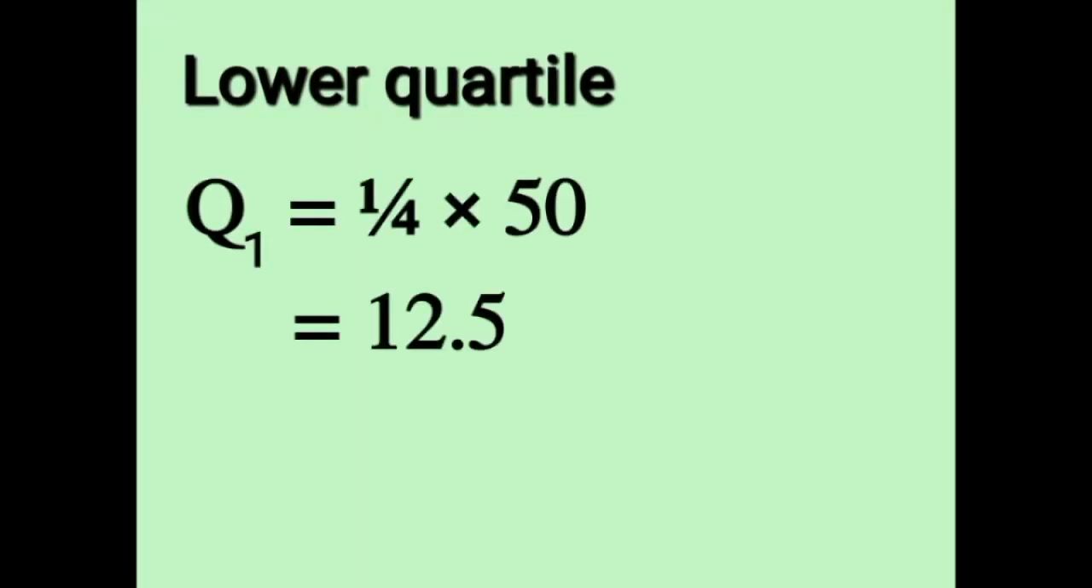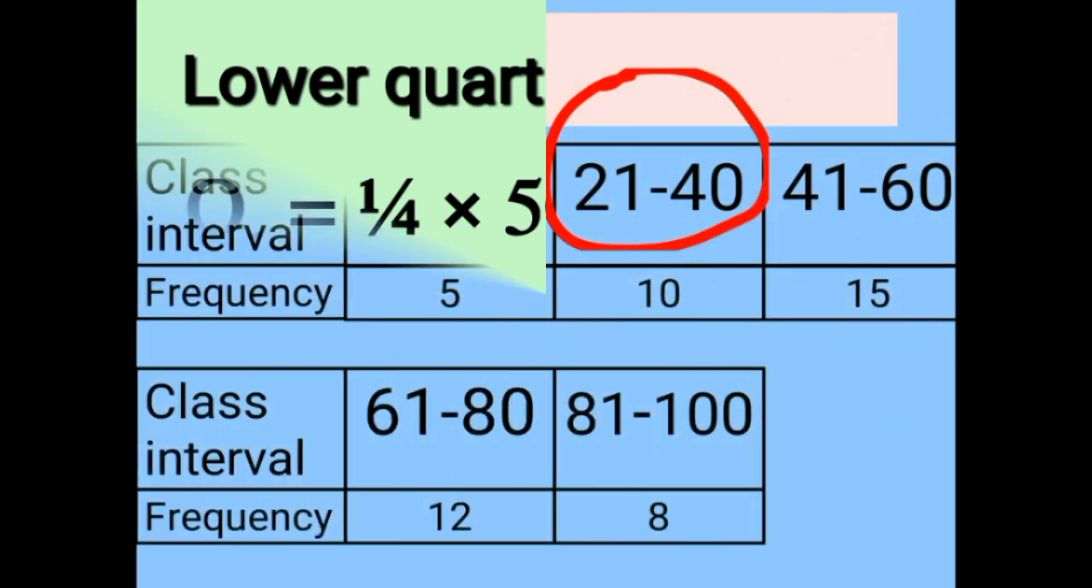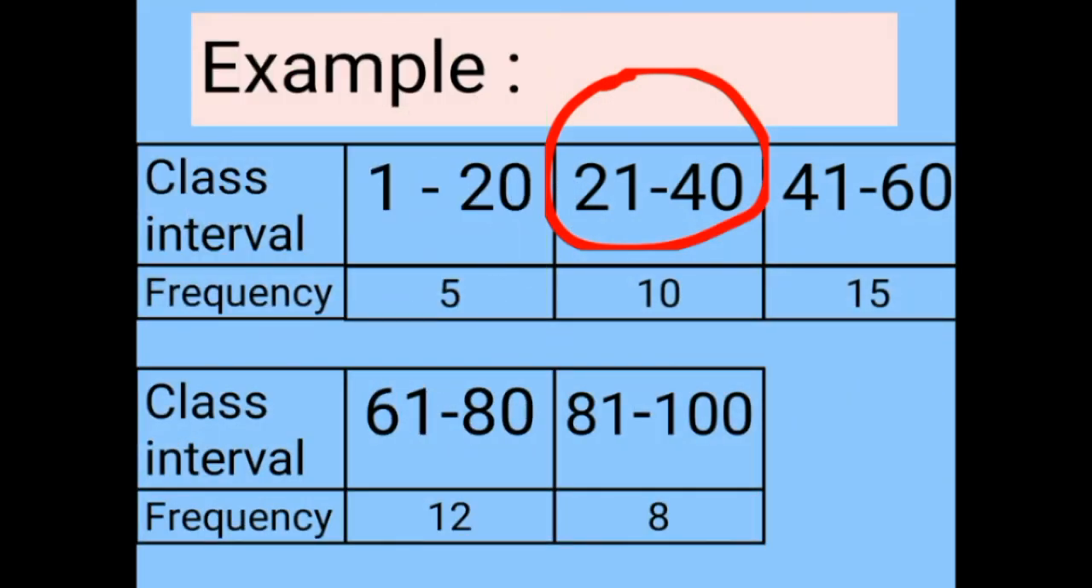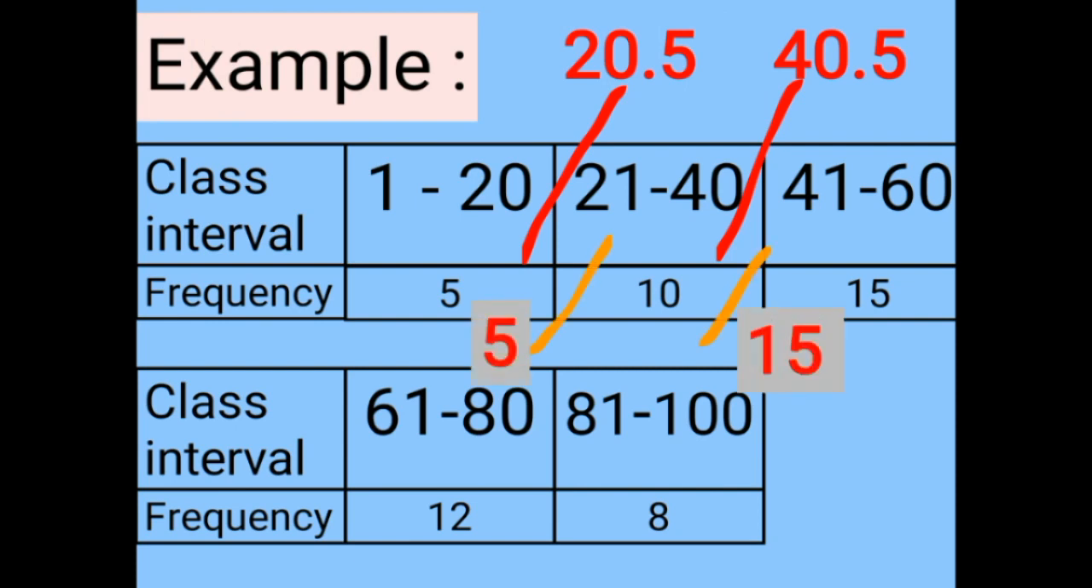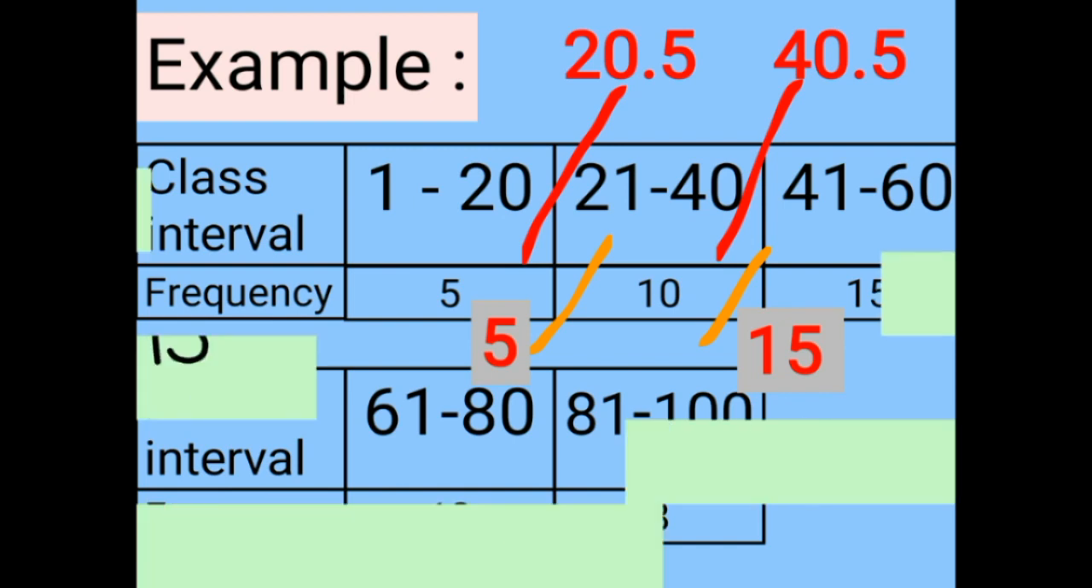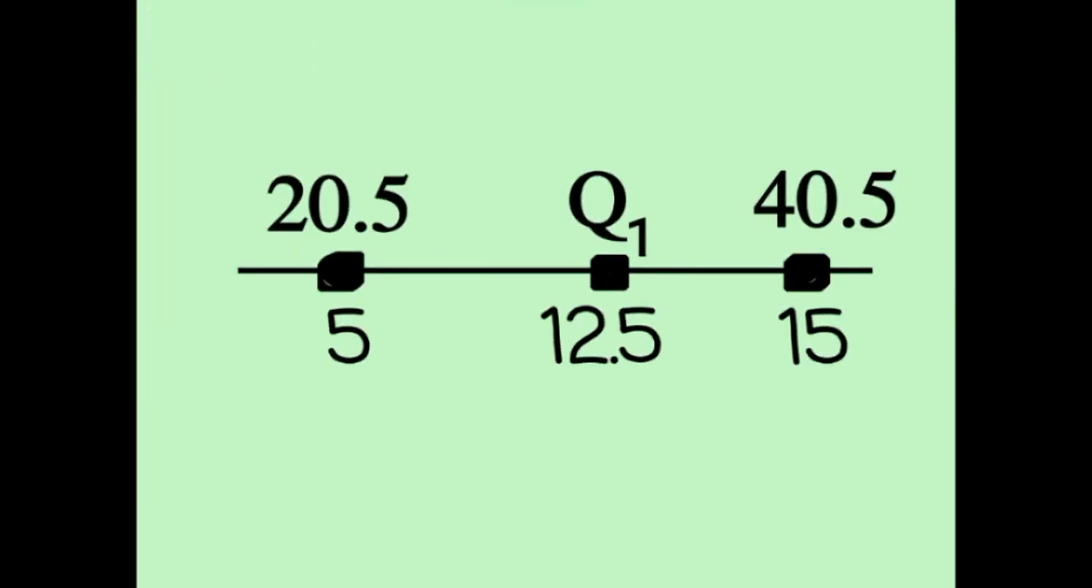Moving on to the lower quartile, Q1 equals 1 over 4 times 50 equals 12.5. The lower quartile is the 12.5th data value and the 12.5th data value lies in this class interval. The class boundaries are 20.5 and 40.5 and the cumulative frequencies for the previous classes and this class are 5 and 15. So now to find the lower quartile, let's use interpolation.